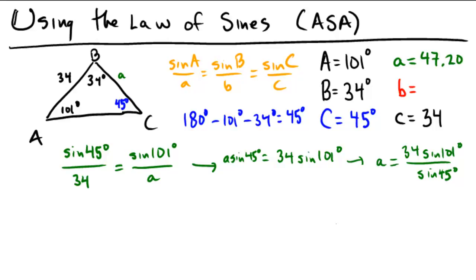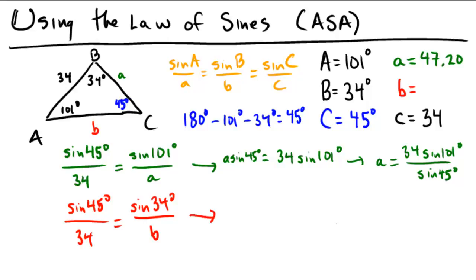Okay, last side, side B. So to find side B, I'm going to use the same ratio with the C's, sine 45 degrees over side C, which is 34. And this time that's going to be equal to sine of angle B, which is 34 degrees, over side B, where side B is opposite from angle B. So from that, we can now jump over to the next steps here. 34 is going to be multiplied against the sine of 34. So you get 34 sine 34.